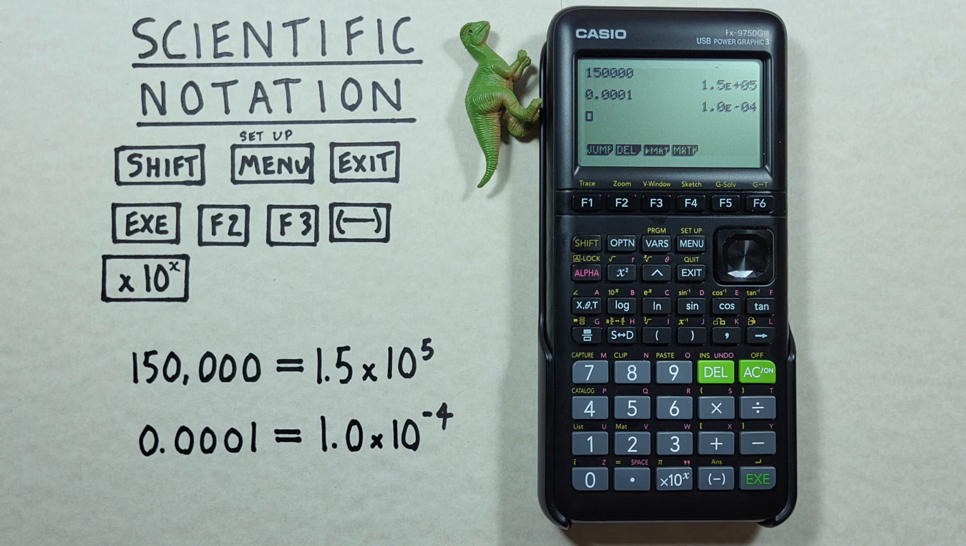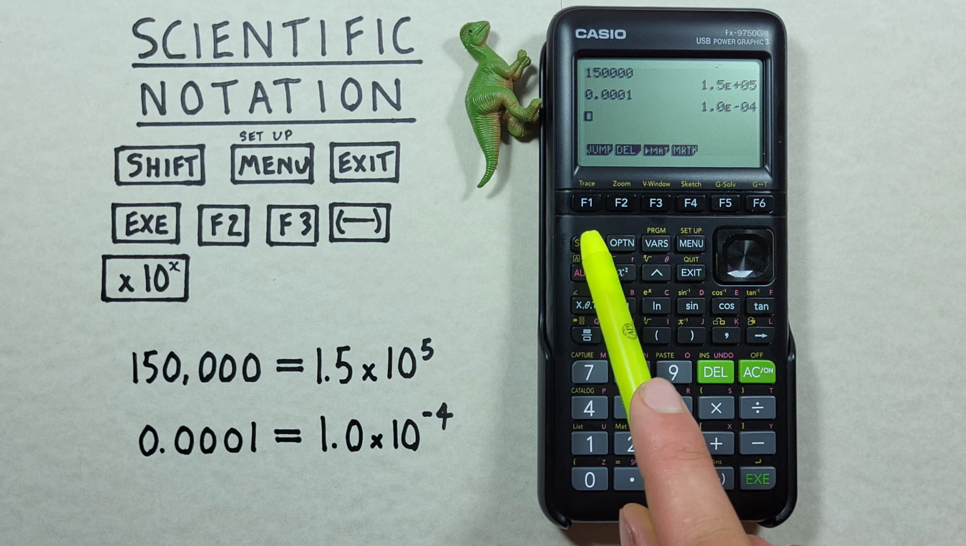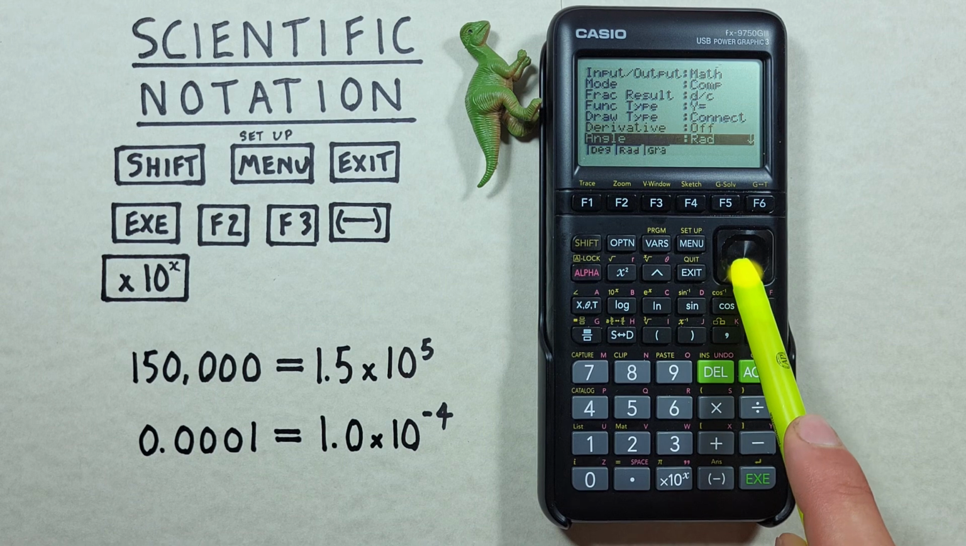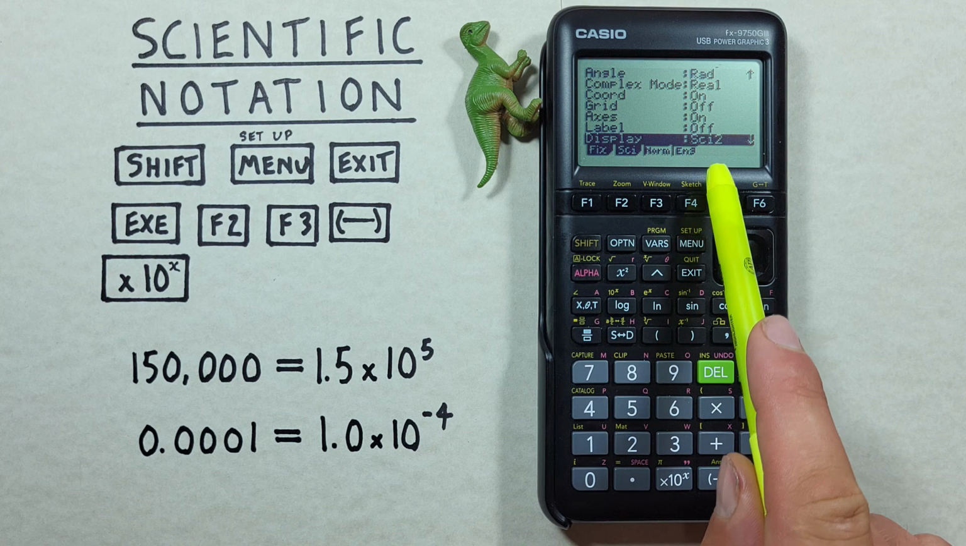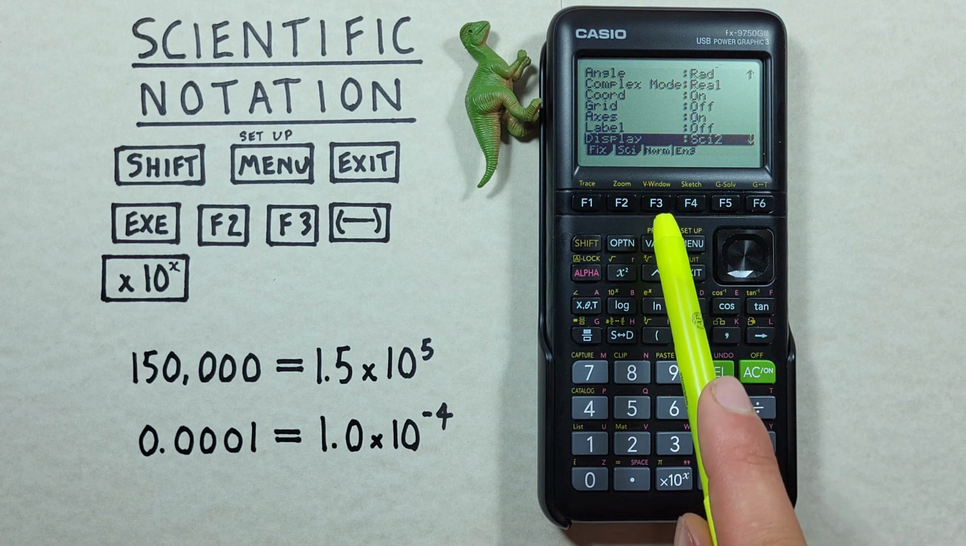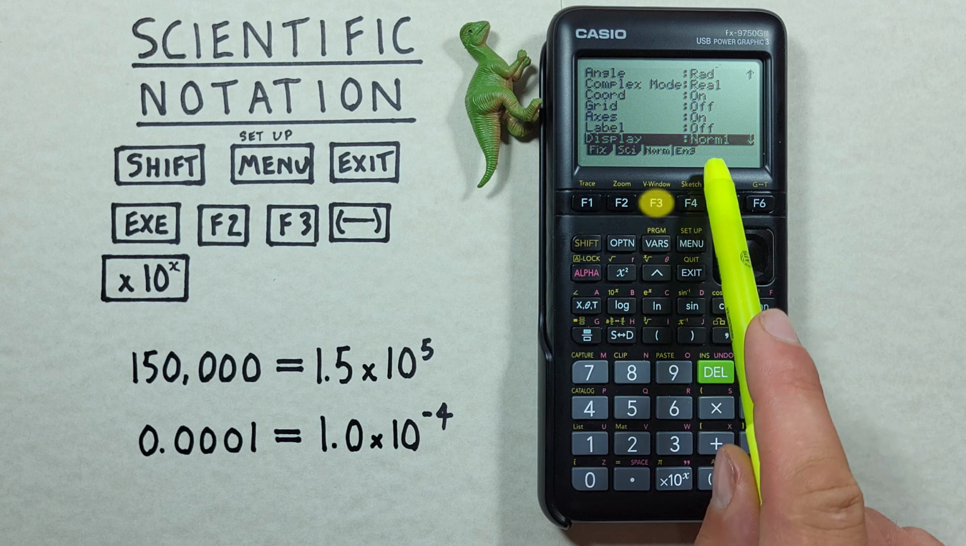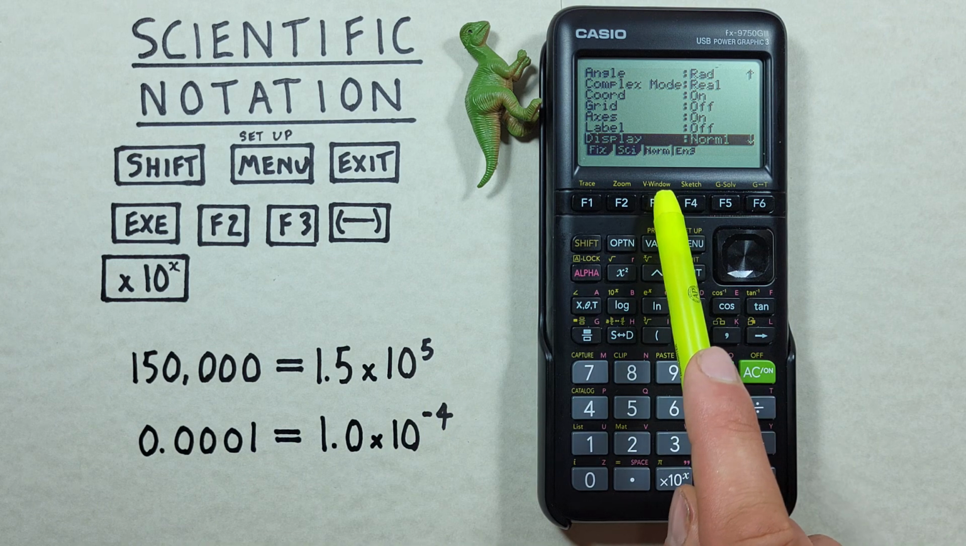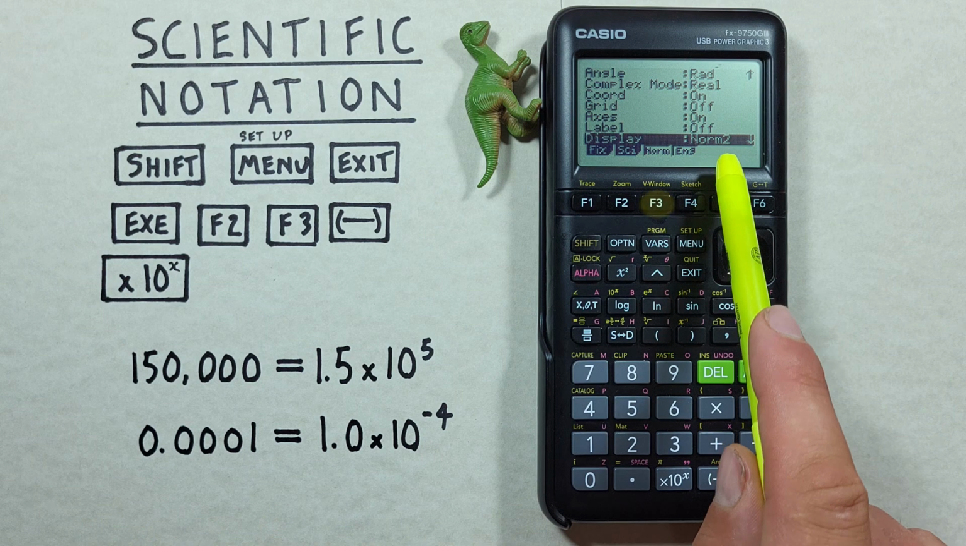which is correct. If we're done using scientific notation, we can go back to normal mode by again pressing Shift and then the menu key, scrolling down until we see display, and then we want to go back to normal mode. So we hit the F3. Our first option will be normal mode 1. If we have this selected, it'll change our large numbers back to normal mode, but it will still display small numbers in scientific notation. So I like to use normal mode 2, but the choice is up to you.